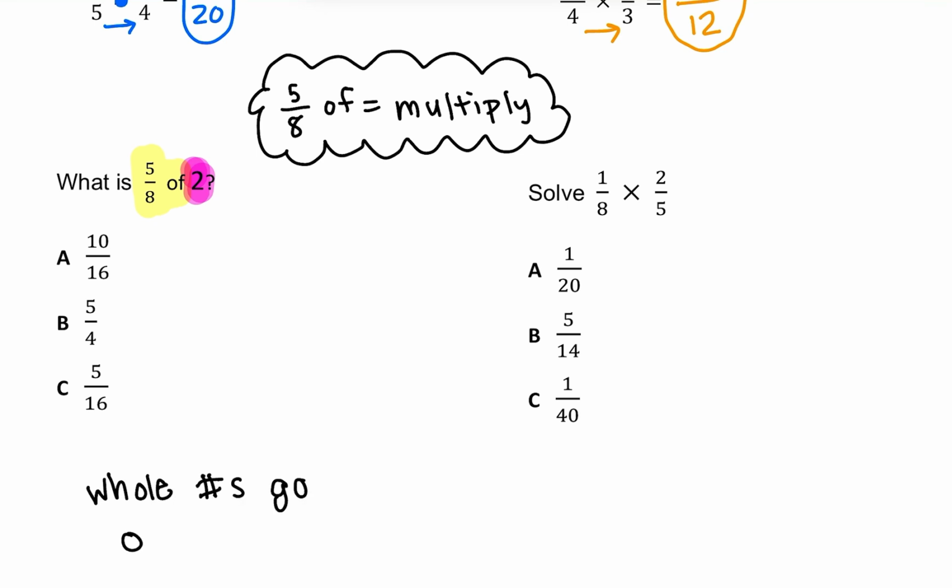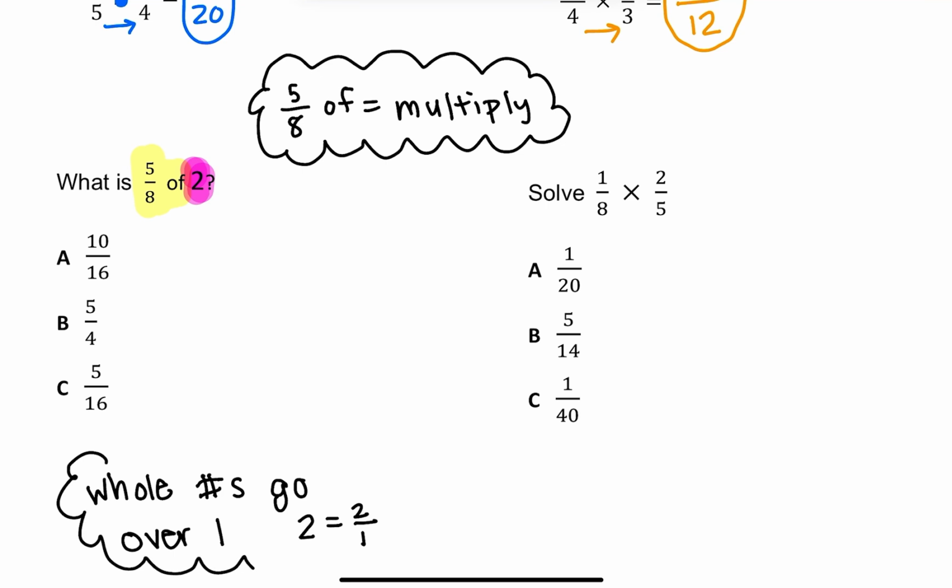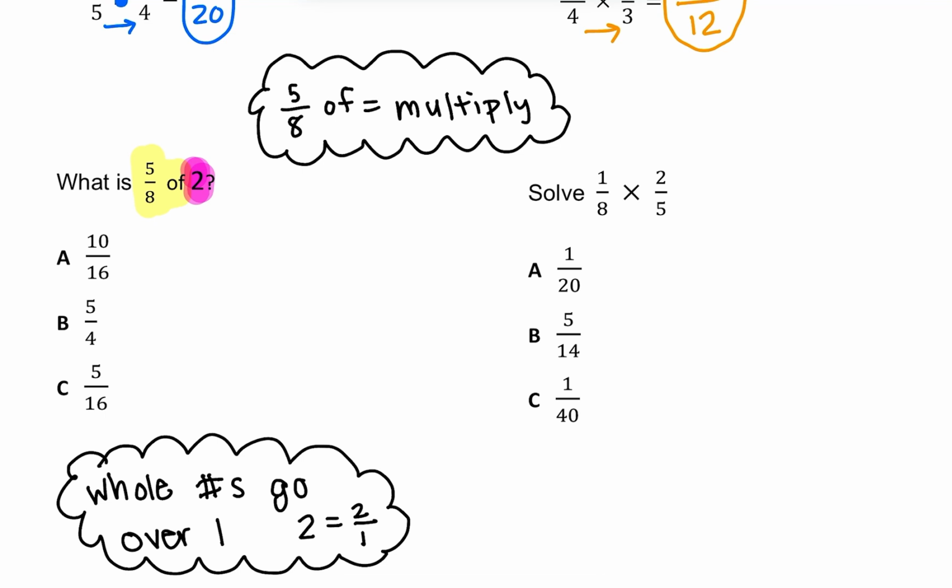go over 1. So like 2 equals 2 over 1. So anytime we need to make a whole number into a fraction, we put it over 1, okay? So if I was going to write this, 5/8 of 2, fraction of means to multiply. So I would write 5/8 times, and I'm gonna write a dot because we know a dot can mean to multiply, 2, but it needs to be 2 over 1.